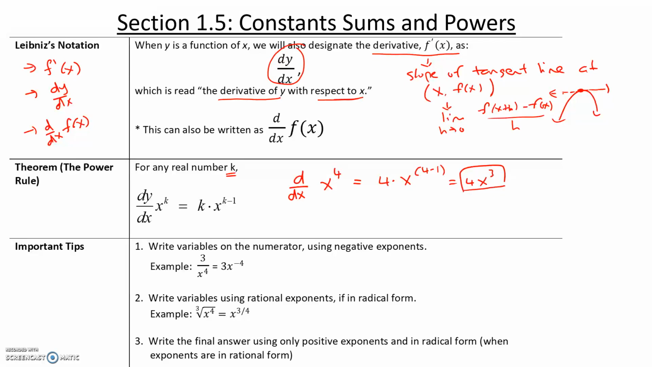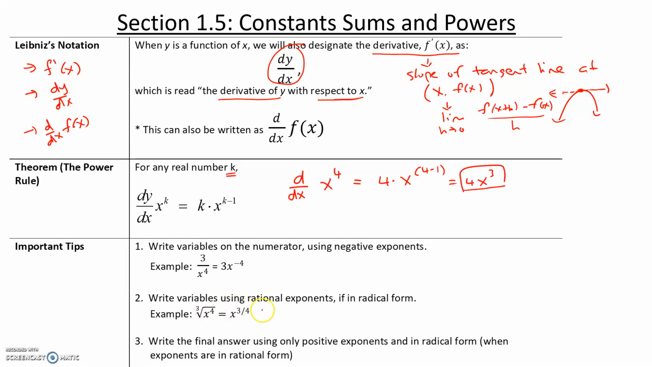Here are some important tips. Always write variables in the numerator using negative exponents. So if a variable is in the denominator, we always want to have it in the numerator. So 3 over x to the fourth, in order to move the x to the fourth to the numerator, will become 3x to the negative fourth. We want it to be in this form where we can apply the power rule for derivatives.